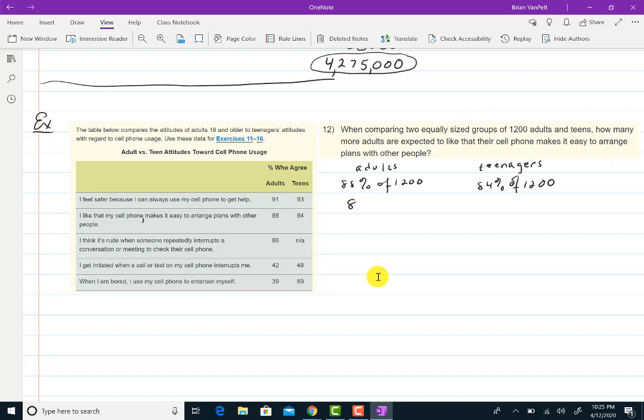I'm going to do 88 times 12. 2 times 8 is 16. Carry the 1. 16 plus 1 is 17. Bring down a 0. 88. 6. 7 and 8 is 15. Carry the 1. 1,056 adults. And then below, I have 84 times 12. 2 times 4 is 8, then 2 times 8 is 16. 0. Bring down the 84.